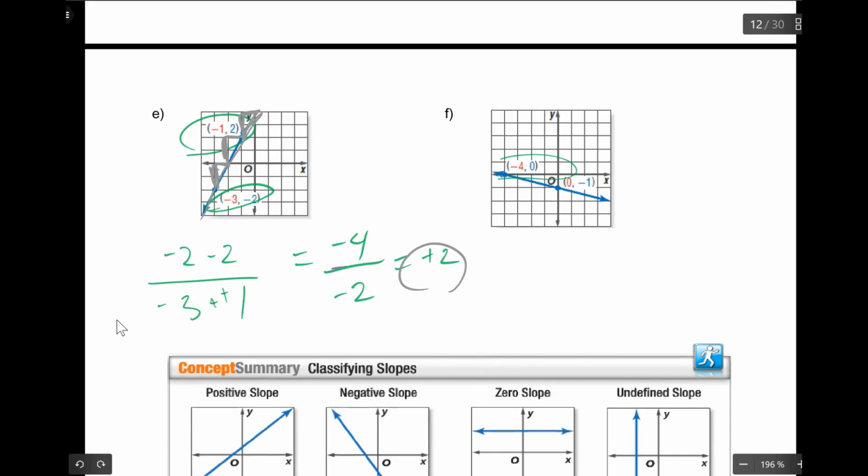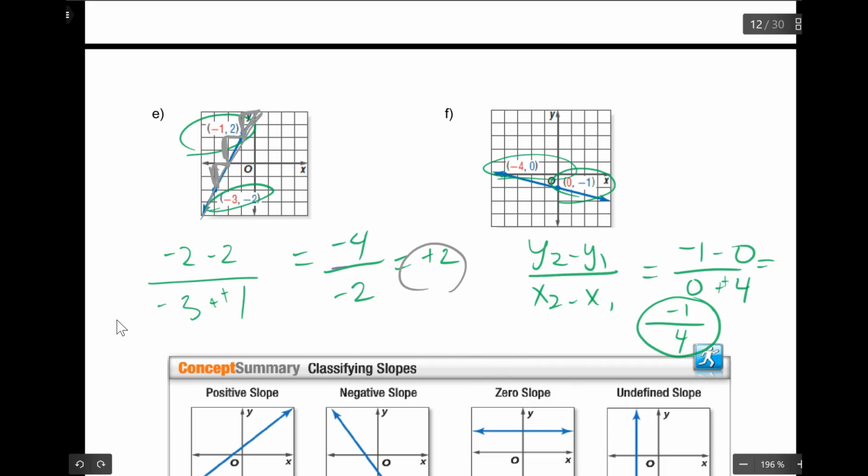Over here are our 2 points. So I'm just going to be plugging into y2 minus y1 over x2 minus x1. So it's going to be negative 1 minus 0 and 0 minus a negative 4. So negative 1 minus 0 is negative 1. 0 minus a negative 4 is the same thing as adding a positive. So we have a negative 1/4 slope. Go down 1 over 4. Down 1 over 4. Cool.